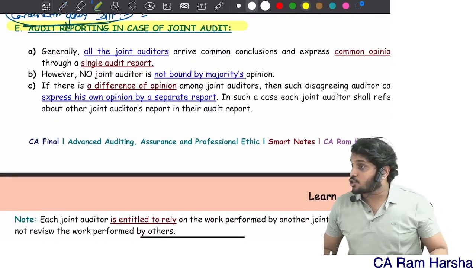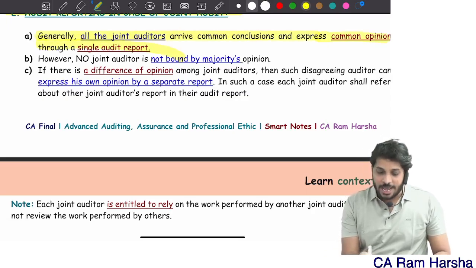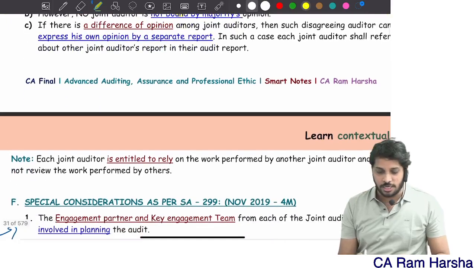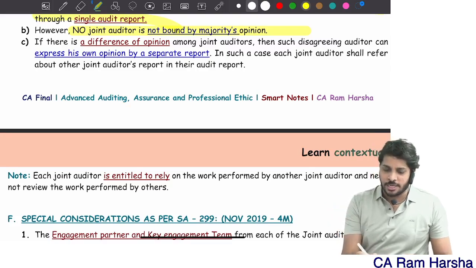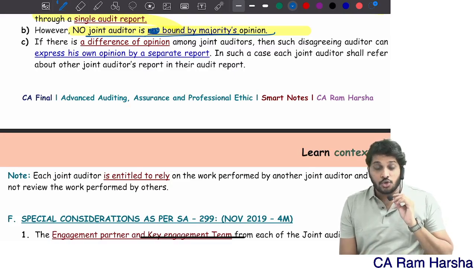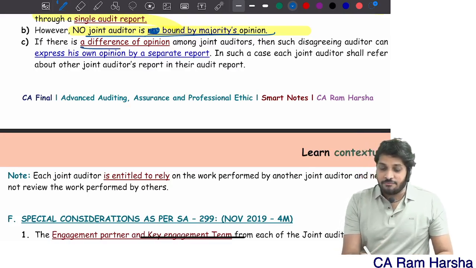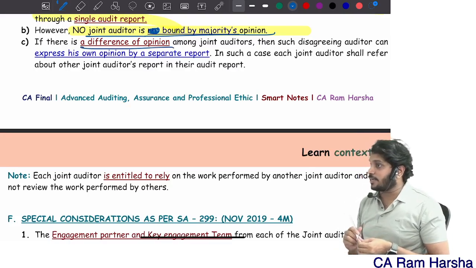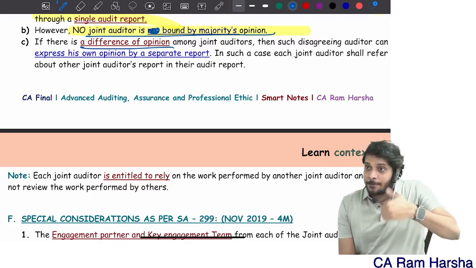Now, audit reporting. How should joint auditors report? Generally, all the joint auditors will arrive at a common conclusion and give a common opinion through a single audit report. However, no joint auditor is bound by majority. Getting it? If there is a difference between joint auditors, the joint auditor who is disagreeing should give a separate audit report.